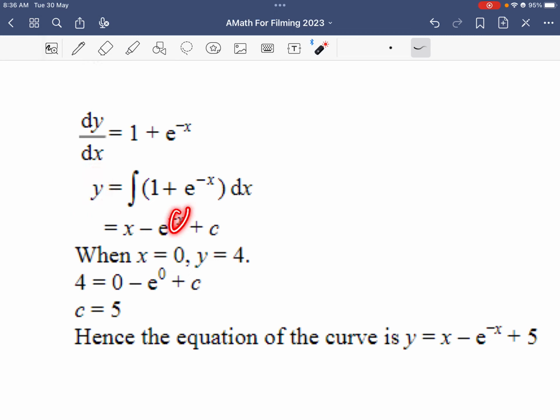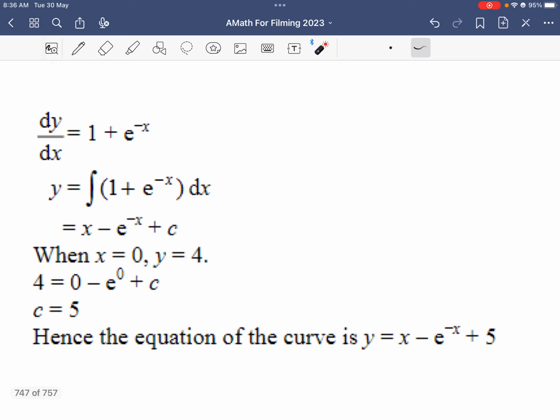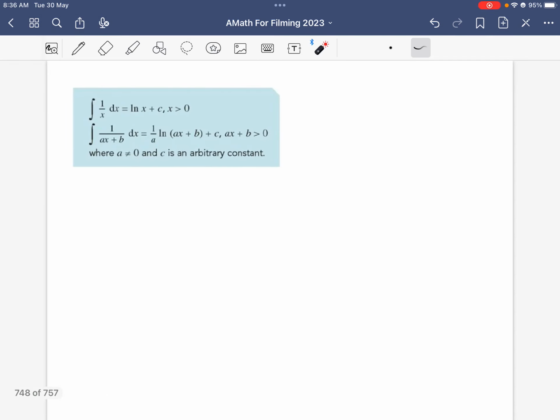So when y equals 4, your x value equals 0. So this becomes 0, this becomes 0. So your c value is 5. Hence, the equation of the curve is given by this.